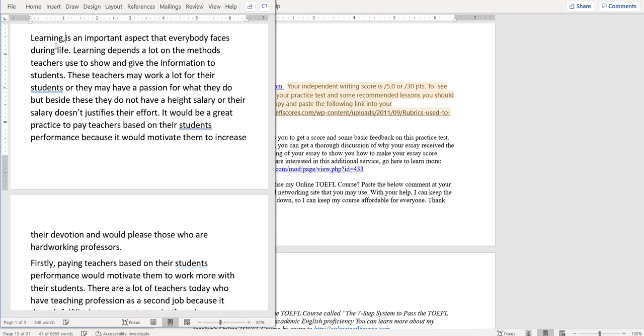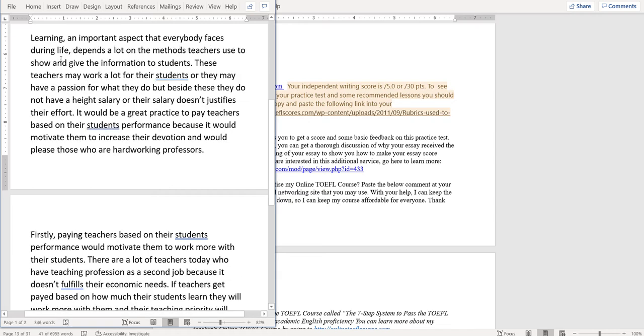What if you did this? What if you make the first sentence in a positive way and do that? How easy is that? Just say learning, an important aspect that everybody faces during life, depends a lot on the methods teachers use to show and give information to students. These teachers may work a lot for their students. You want to put a comma here. Or they may have a passion for what they do.